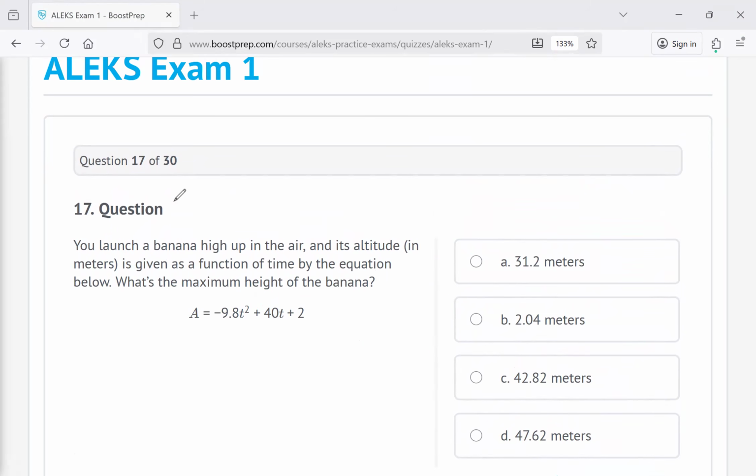Okay. Question 17. You launch a banana high up in the air, and its altitude in meters is given as a function of time by the equation below. What is the maximum height of this banana? So this is a quadratic, and they're asking what is the maximum height. Whenever you hear the word maximum or minimum, it's automatically a vertex. The question is, are they asking for the x value of the vertex or the y value of the vertex?